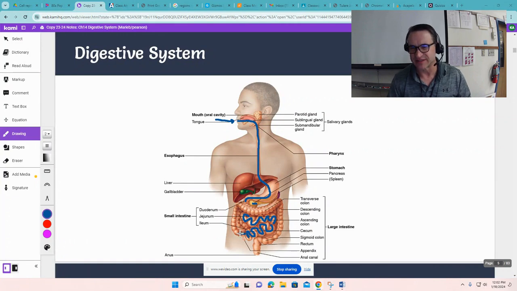So remember, it goes into the cecum. Very little digestion and absorption is occurring here. Over 90% of it occurs in the small intestine. So then there's the cecum. Remember, it's going up: ascending colon, transverse colon, descending colon, sigmoid colon, and rectum.